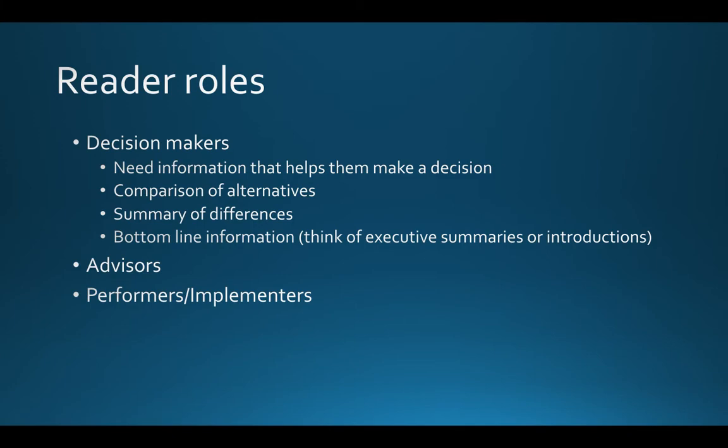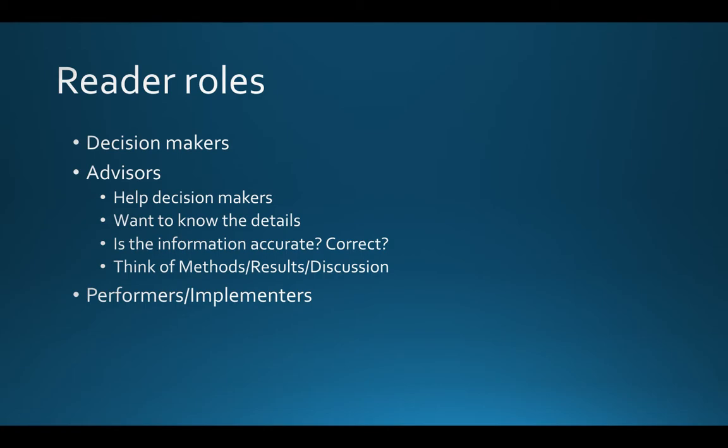Now, advisors have a different role. They help decision makers make their decision. An advisor oftentimes wants to know the details, so they're going to be reading the methods section, the results section, the discussion section, and they're going to be trying to figure out if the information is actually accurate or valid or correct. So they will be looking at things like the sources that you use. If you have data that you got as a result, they will look at the data and ensure that the data is accurate and correct.